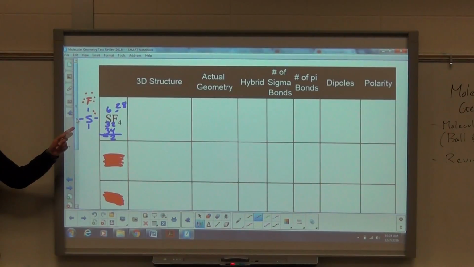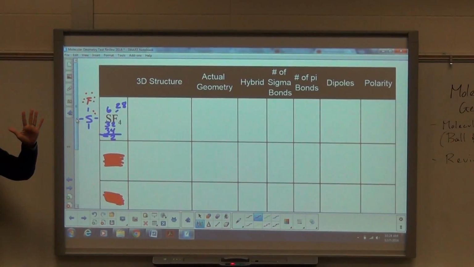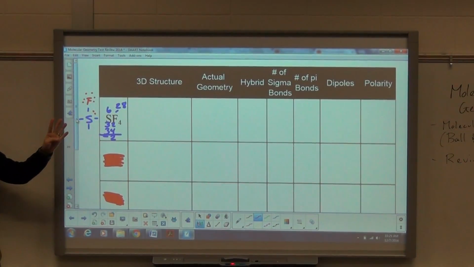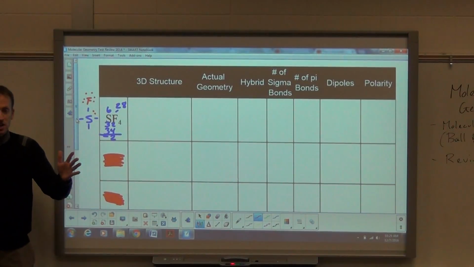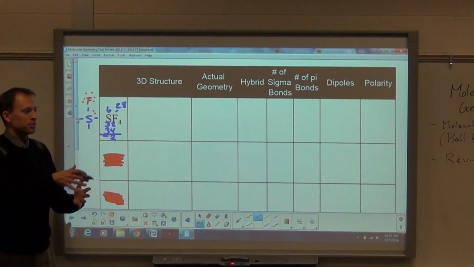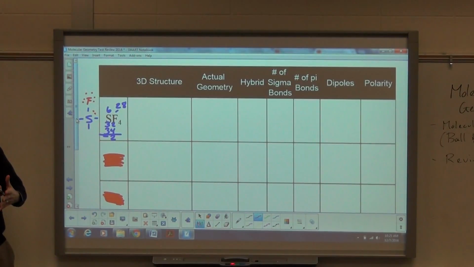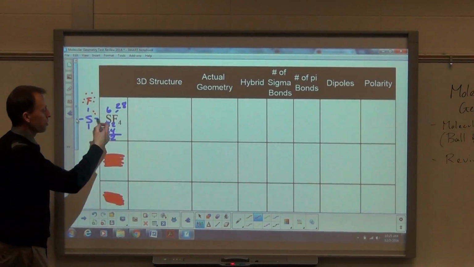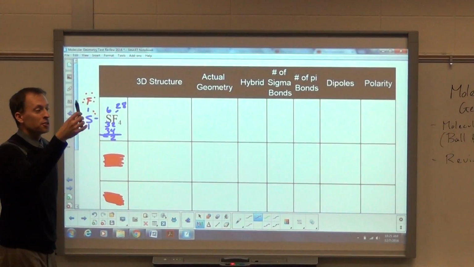How many clouds is this? It's 5, right? 4 bonds, 1 lone pair. Okay, so what do I draw? I only draw 5 different shapes: linear, trigonal planar, tetrahedral, trigonal bipyramidal, or octahedral. Oh, the 5 and the 6, those were the complicated ones.